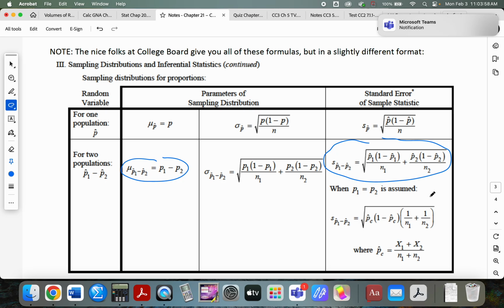Oh, there we go. Yeah. So for the mu that you have, I know there's a proportion, because it's sample proportion 1 minus sample proportion 2. That equals, we're assuming that's going to equal the actual proportion, like the actual whole entire population. Yeah. Okay. All right. Any questions about that? No. Okay.